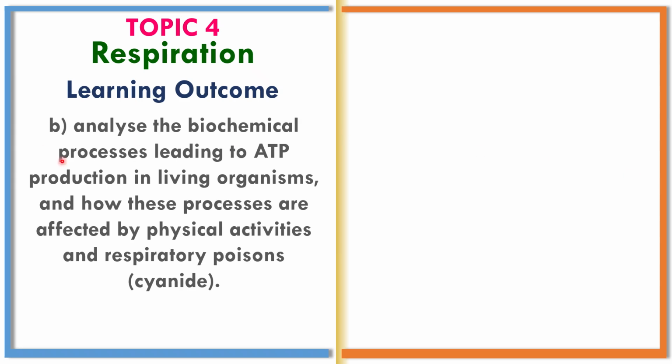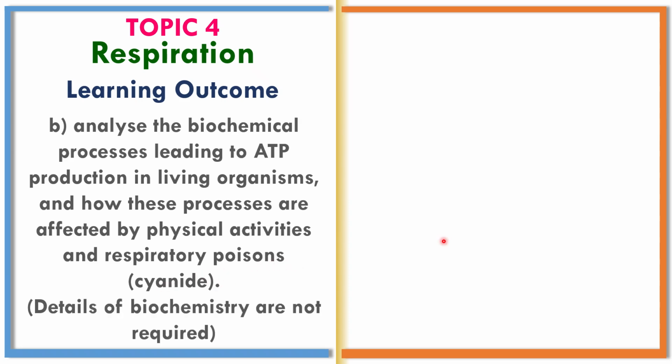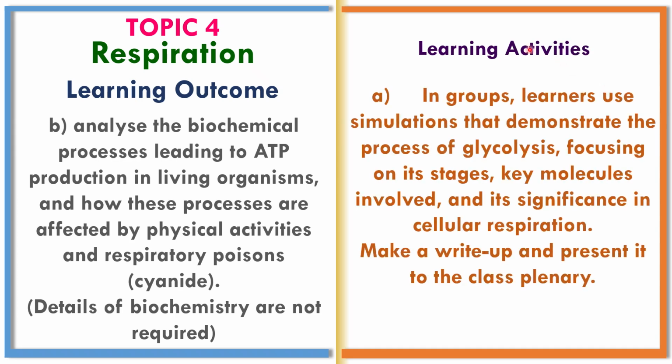Our learning outcome B: analyze the biochemical processes leading to ATP production in living organisms and how these processes are affected by physical activities and respiratory poison like cyanide. Details of biochemistry are not required. We are going to look at learning activity A.